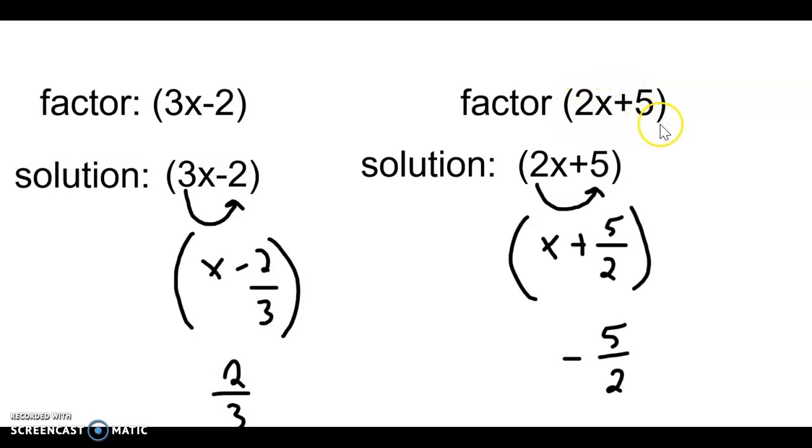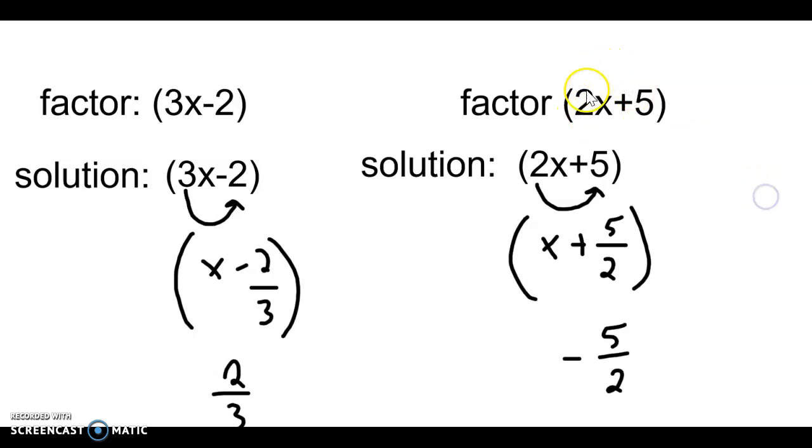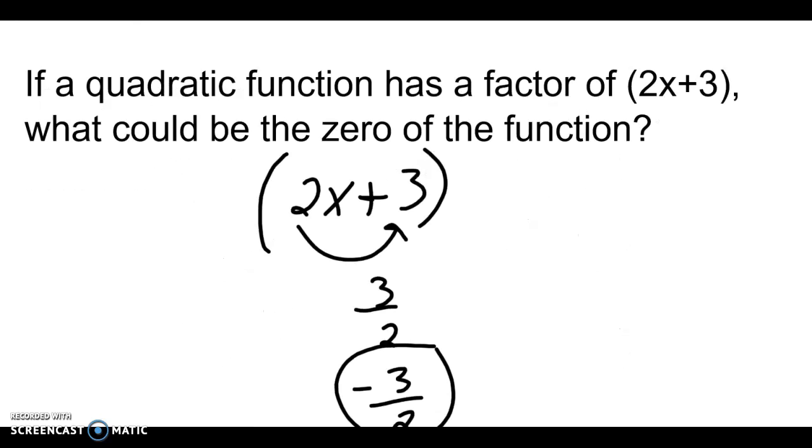If my factor is 2x plus 5 and I want to work back to get my solution, I know that if a number is in front of my x, it was the denominator to this number here. Okay, so when I move this number to be my denominator, it'd be x plus 5 over 2. So if positive 5 over 2 is in my factor, then -5 over 2 was my solution.